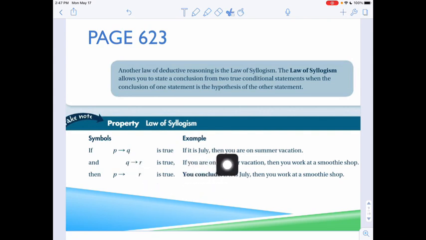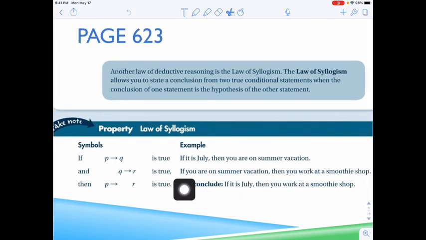If it is July, then you are on summer vacation. We're going to assume this is true. We are also going to assume the second statement is true. If you are on summer vacation, then you work at a smoothie shop. So since we know that it is July, and when it's July, you're on summer vacation, and when you're on summer vacation, we know that you work at the smoothie shop, we can take the beginning of the first statement, the end of the second statement, and make a new conditional.